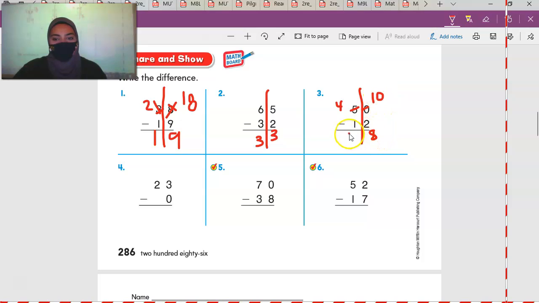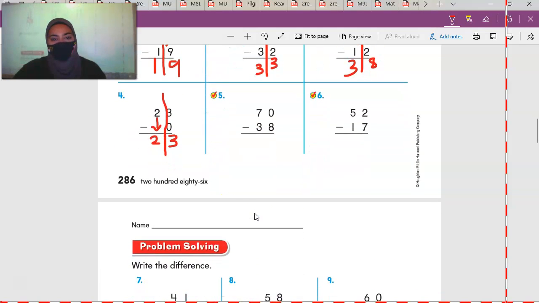4 take away 1 is? Very good. 4 is probably the easiest problem you'll ever see. 3 take away 0 is? Anything take away 0 is 3, guys. And then the 2, you just bring it down. So what's your answer? 23. Miss Yusuf, do I have to draw the arrow like you did? Yeah, go ahead and draw it so you know. Just so you remember.